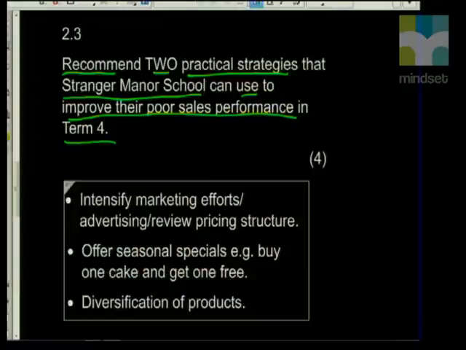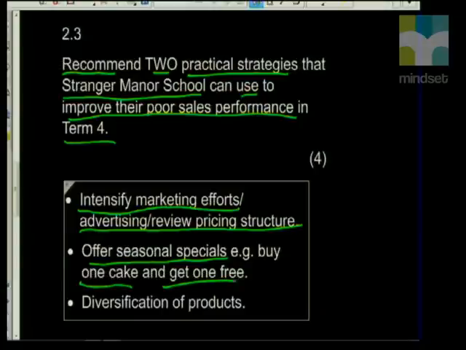So what are the practical strategies that the school can use to improve this? So the first thing they can do is intensify marketing efforts, so advertising, reviewing pricing structures, etc. So the first recommendation would be literally intensify, so making people aware that there are cakes. So by term 4, maybe they've gotten used to it, they forgot about it. So it's just reminding people in the school that there are cakes to buy.